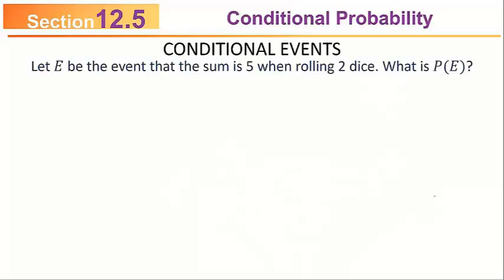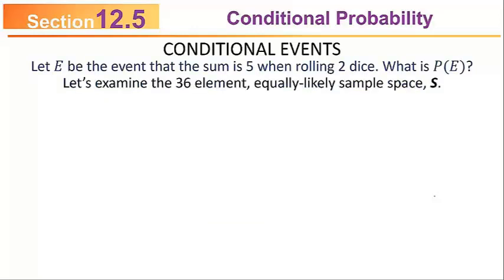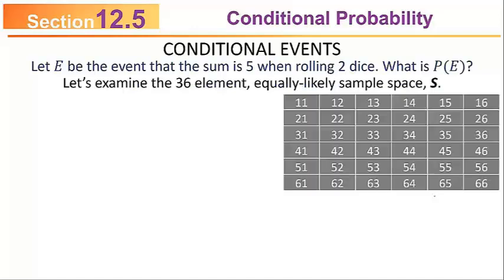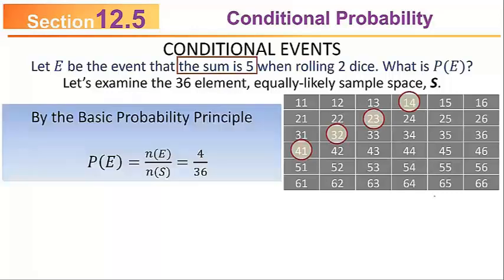Let's let E be the event that the sum is 5 when we're rolling 2 dice. What is the probability of E? Well, that's just the probability we get a sum of 5, and we know how to do that. We draw our 6x6 table, and we count the sums that come to 5, which happen to be 4, and we get, by the basic probability principle, the number of ways of getting what you're looking for, which in this case is a sum of 5, divided by the number of ways you can get anything in the sample space, which we know is 36 things, so it would be 4 over 36. If you want to reduce it to 1/9, you can.